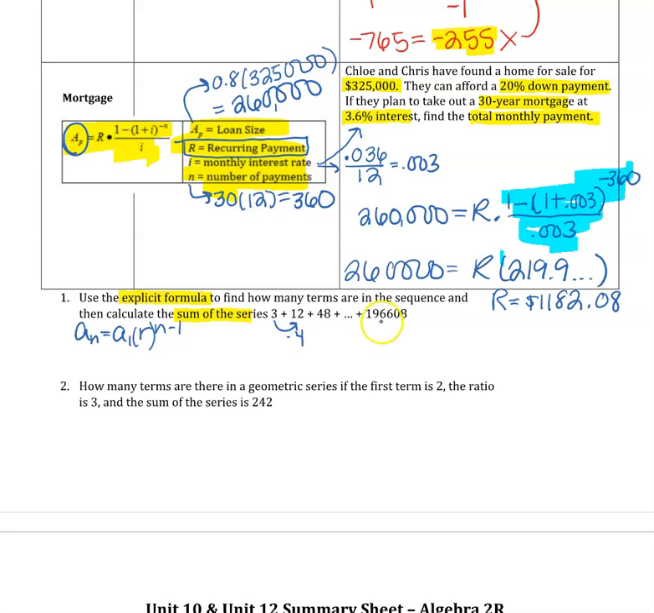Now, I know that my nth term is this right here. First, second, third, something happens in between, all the way up to n. So that means I'm going to plug this number in for a sub n because it is the nth term. I know my first term is 3 and my common ratio is 4. Your objective is to solve for n, which helps you determine what number term that is in the sequence. All right, so algebraically and using my explicit formula, what I can do first is divide by 3.